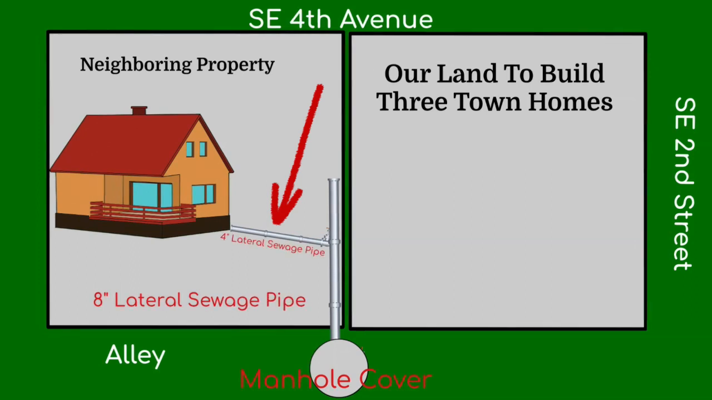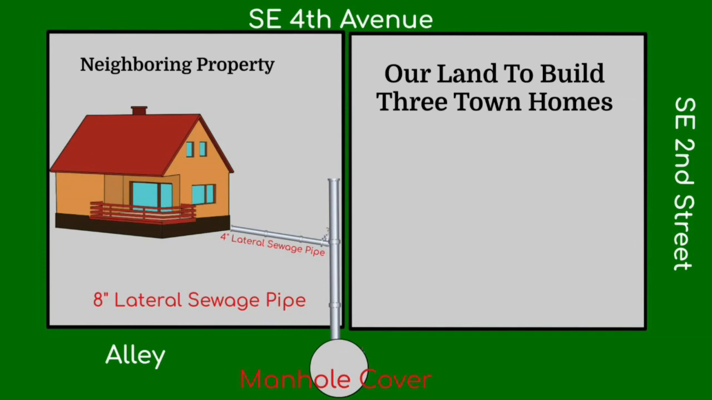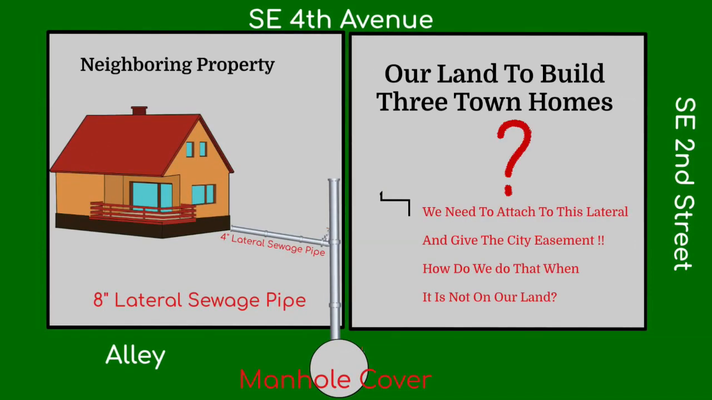This 4-inch lateral goes into the primary sewage system via an 8-inch lateral that feeds into the sewage junction that can be accessed via a manhole cover on the east side of our property. The issue we face is that the city want us to trunk into the 8-inch lateral a 6-foot by 74-foot easement, or in layman's terms, access to this utility. But how can we give an easement to someone else's land? But these are the terms the city is asking for us to get building permits.